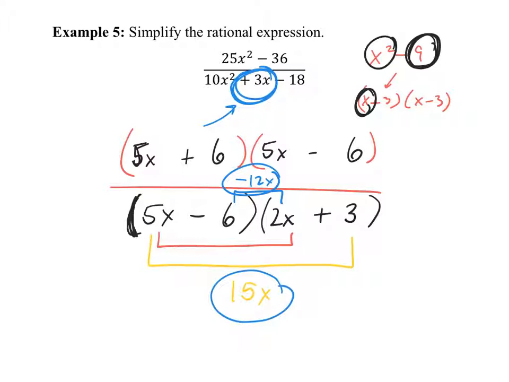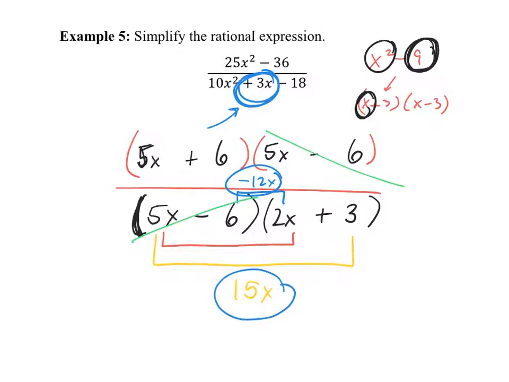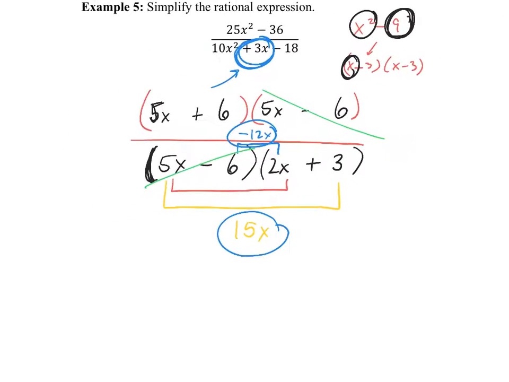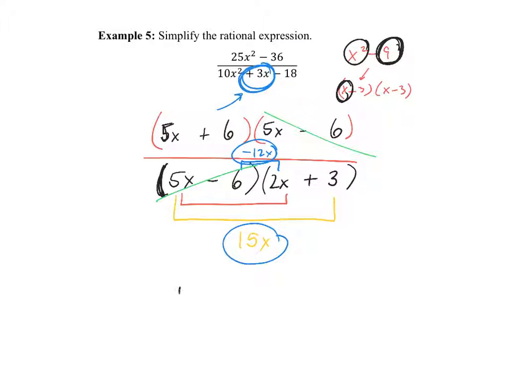Okay? So just simplify at this point. Reduce, reduce, reduce. 5x minus 6 cancels in both spots, giving us a final answer here of 5x plus 6 over 2x plus 3.